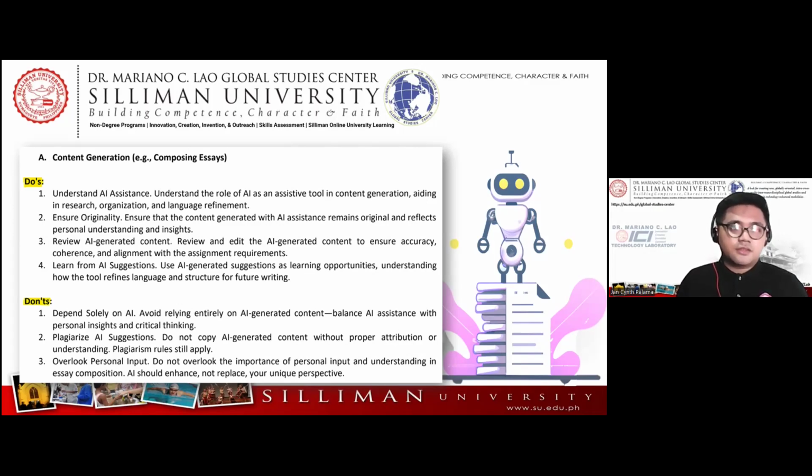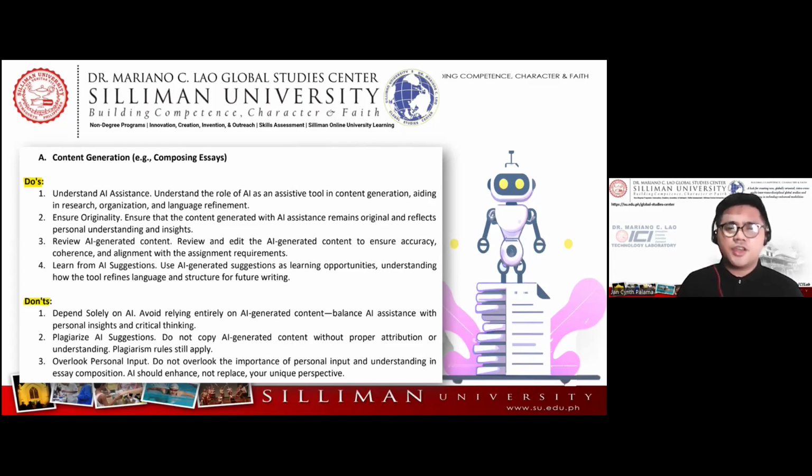Next is the do's of content generation. We have to learn from AI suggestions. Use AI-generated suggestions as a learning opportunity, right? I always remind this to my class since they're asking me, sir, are we allowed to make use of AI in the classroom? Yes, but use this as a learning opportunity.